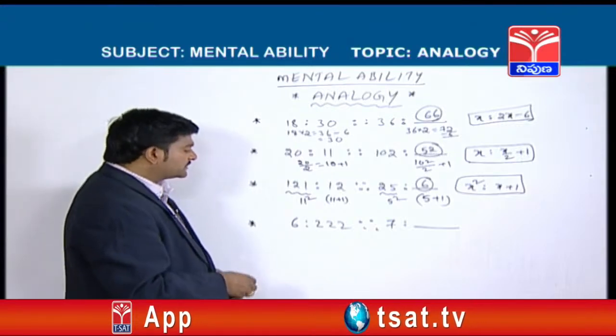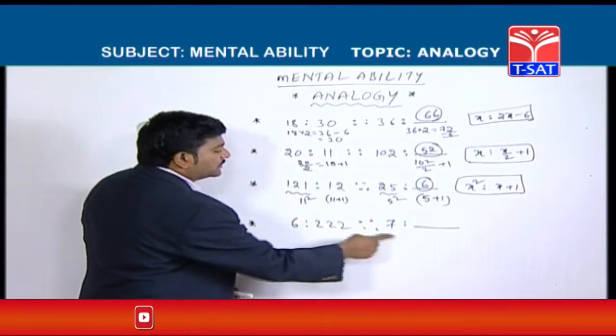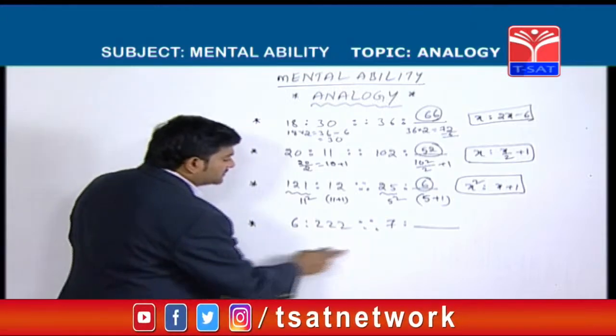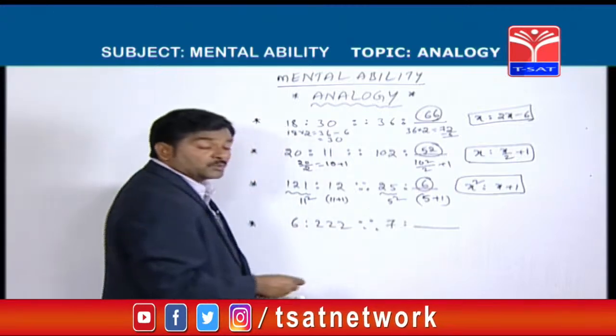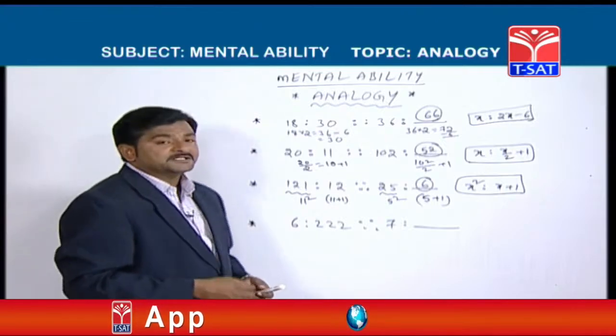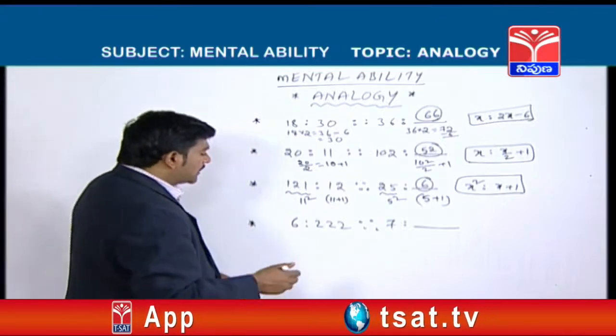So similarly, now observe this. 6 is to triple 2, 7 is to dash. There are two possibilities. You may say 6 becomes 7, that's why triple 2 becomes 223. You may think in that way also. It's not wrong, but ultimately it depends on the given options. Okay, but in general, how will you think here?